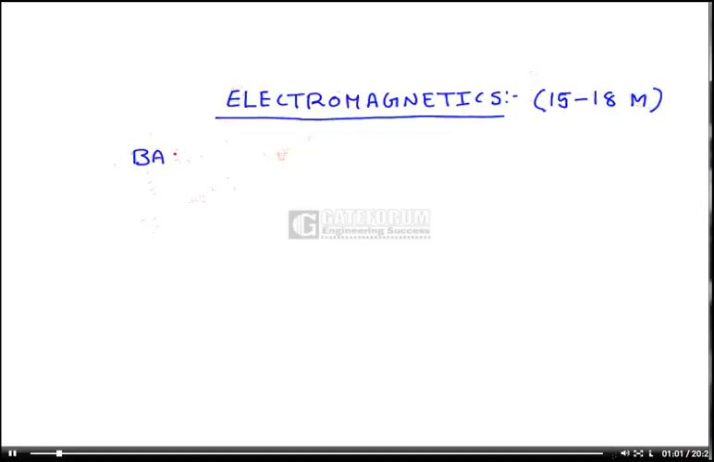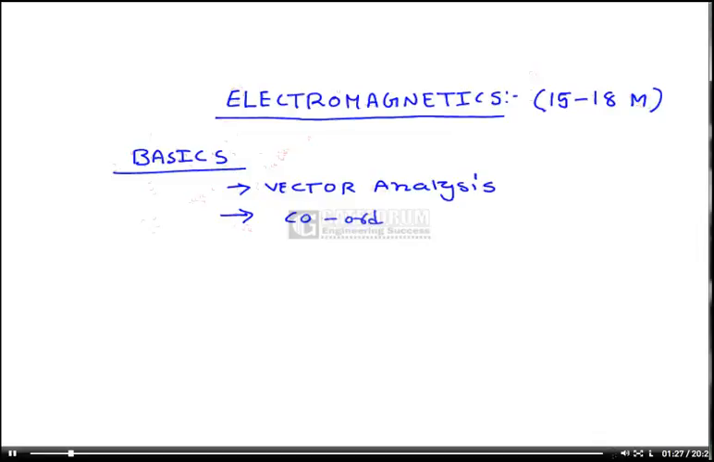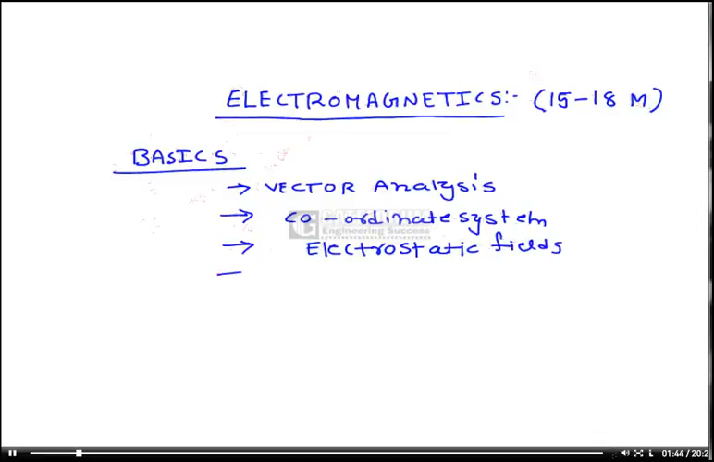So we can divide it into some parts. First one is basics. In these basics, we will study vector analysis, coordinate systems, electrostatic fields, magnetic fields. All these things we will study in the basics part. From these basics we can expect 2 to 4 marks.